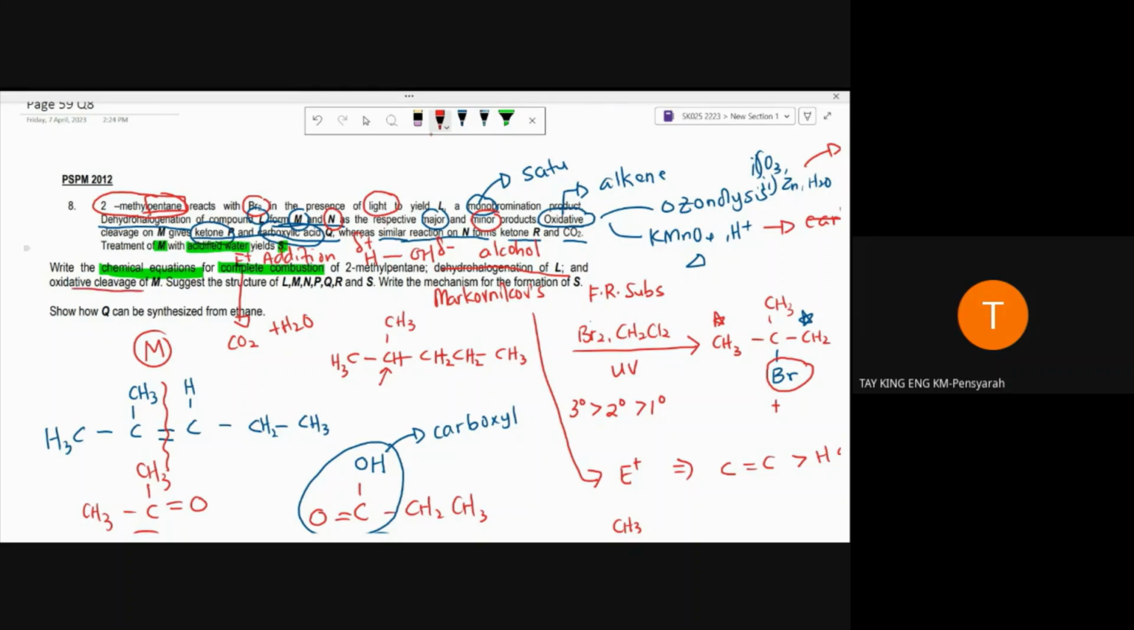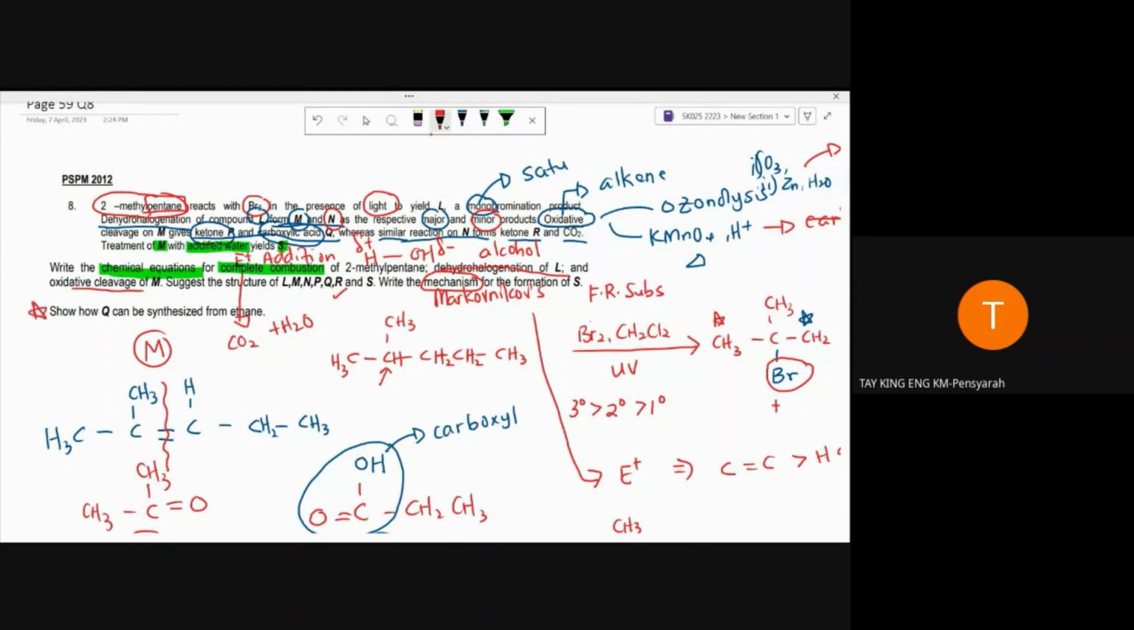So suggest L, MM, PQRS we have already discussed. Write the mechanism. I think today we are not focusing on the mechanism. We focus on how to get the structure first. Okay, so last question, last part of the question.